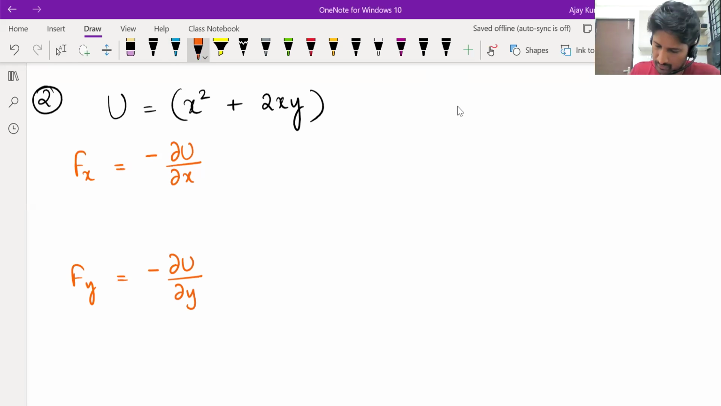Sir, first one is minus 2x. First one you are saying is minus 2x. Let's see. So negative sign, put it aside. You need to differentiate partially x square plus 2xy. Okay, we'll split it into two terms directly. So you need to take the partial derivative of x square plus the partial derivative of 2xy.